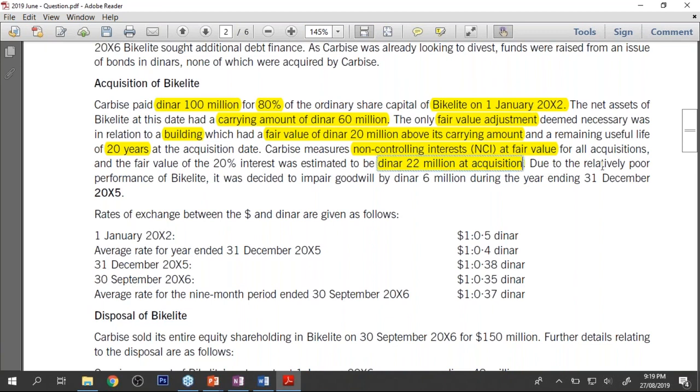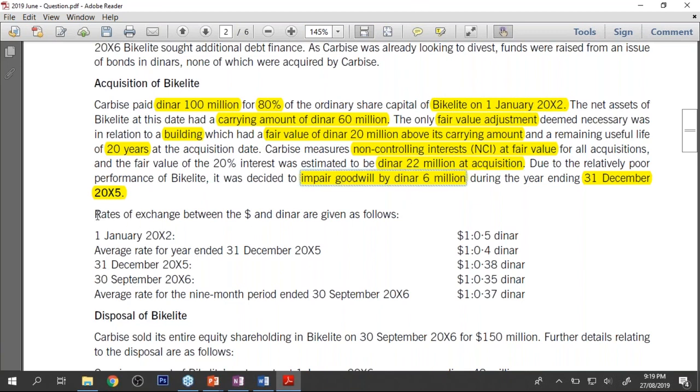Then it says due to relatively poor performance of Bike Light, it was decided to impair goodwill by 6 million dinars. So the goodwill has also been impaired. So this is quite a similar question to what we have just solved. During the year ending 31st December 20x5, so this was impaired in 20x5, which is 4 years after the date of purchase. How 4 years? From 1st January 20x2 till 31st December 20x2 will be year 1, 20x3 year 2, 20x4 year 3, 20x5 will be year 4. So after 4 years, the goodwill got impaired by 6 million.